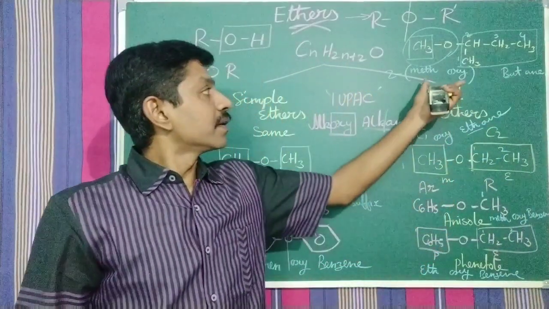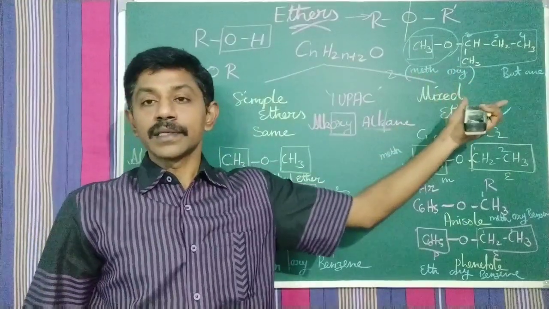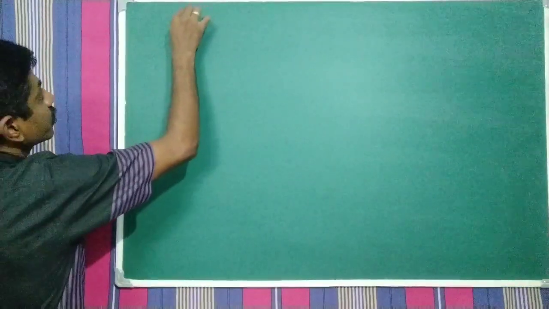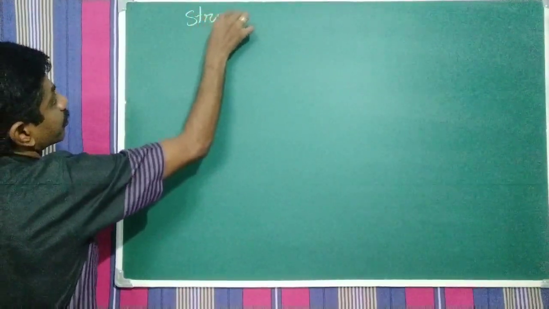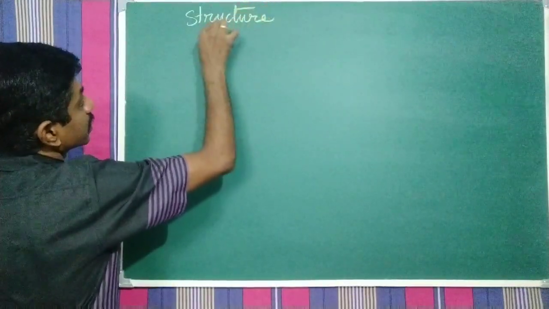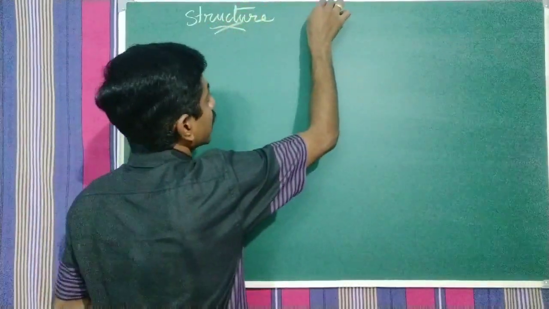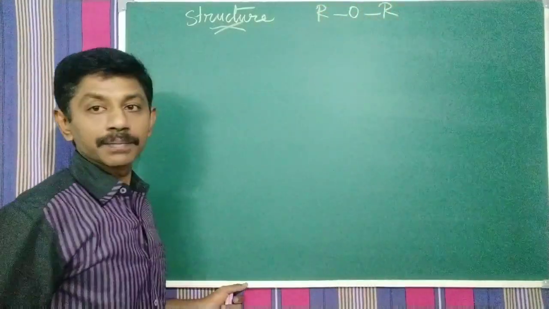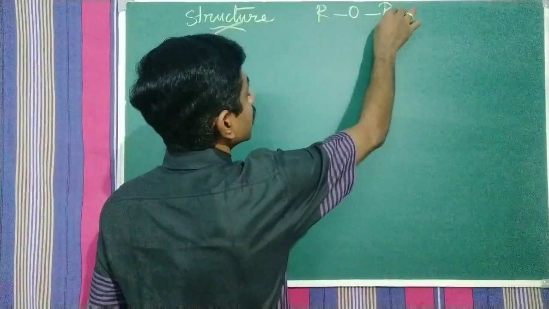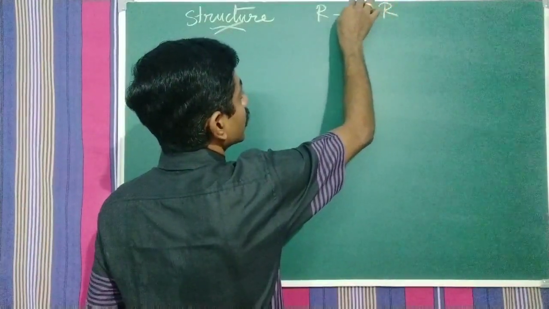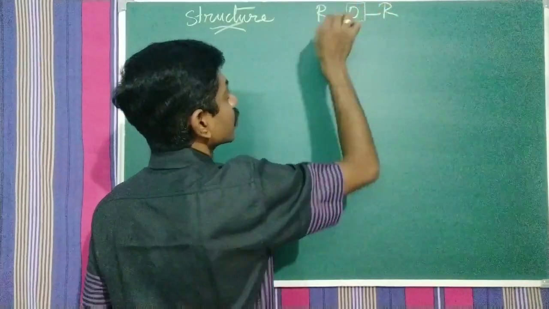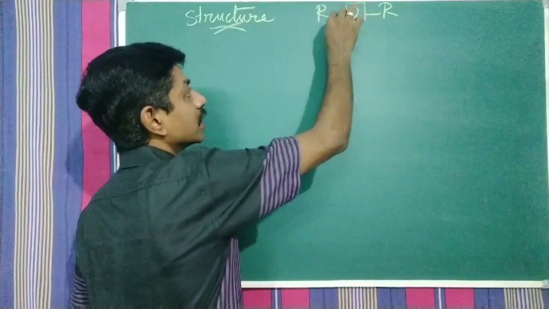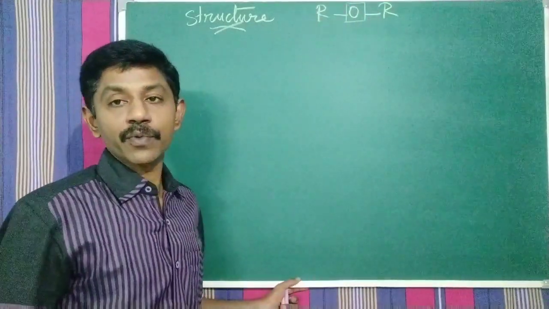So this way we can name any of the ethers given. Next, we have to talk about the structure of the functional group. Ethers, I told you, have ROR as the general formula. So in this particular ether molecule, that O is actually the functional group, the ethereal oxygen. If you learn this oxygen's nature, you will understand the structure of this molecule better.